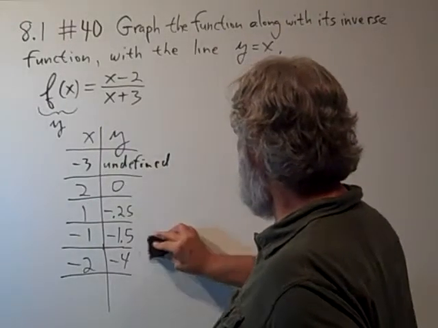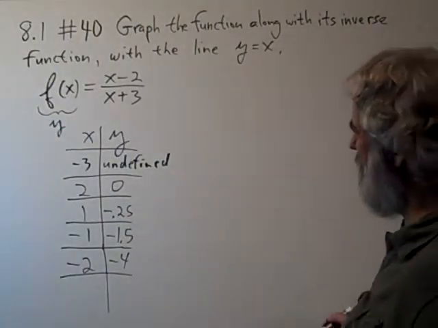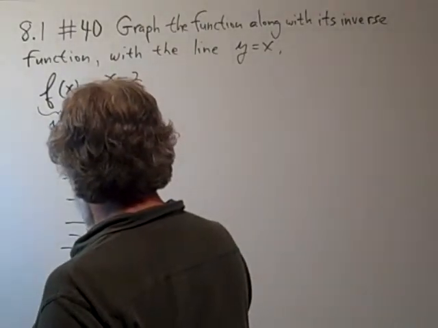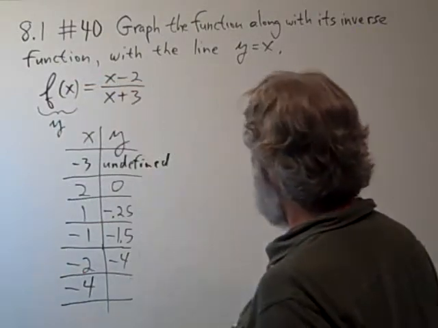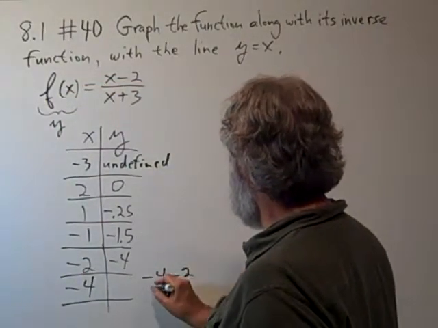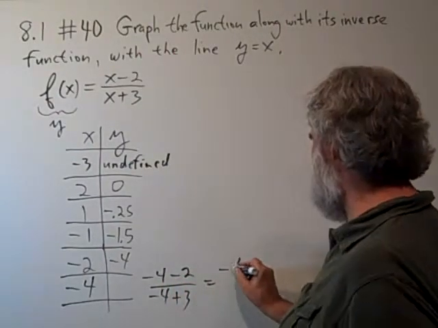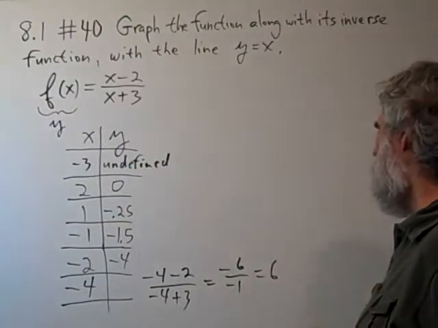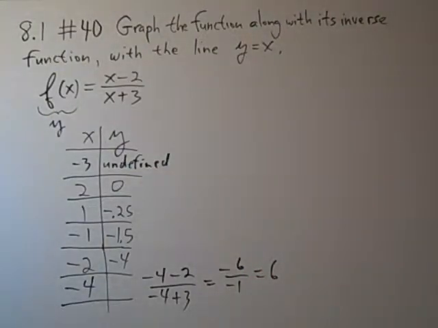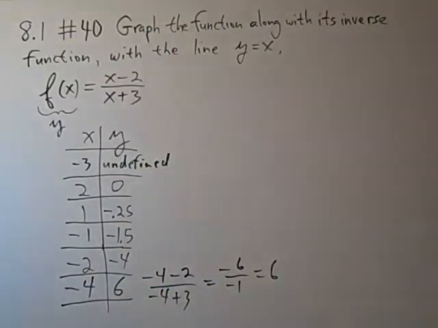There's also perhaps some points on the other side of negative 3. How about negative 4? When x is negative 4, this becomes negative 4 minus 2 over negative 4 plus 3. That's negative 6 divided by negative 1, which is positive 6. So this function equals positive 6 over there.